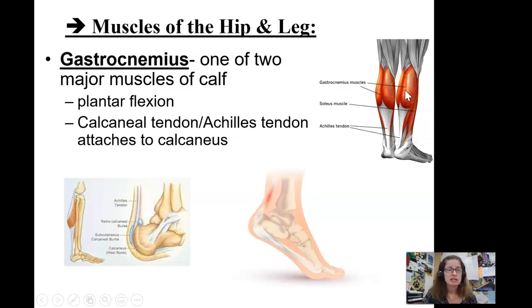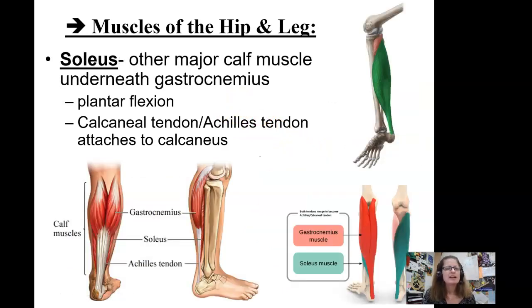That's the gastrocnemius muscle. And you can see there's a really long tendon that attaches to the calcaneus bone. This tendon is called the calcaneal tendon, or sometimes also called the Achilles tendon. If you've been reading any kind of literature and you hear Achilles heel, that's what they're talking about. Because if you damage or cut this tendon, then you cannot make your foot do plantar flexion, which is a major motion in walking. So that's the gastrocnemius muscle.